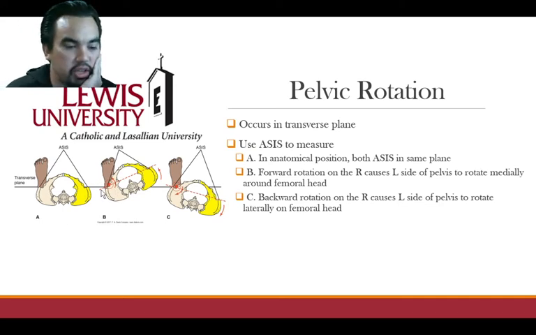So just once again, look here. You see how as this right side moves forward because it pivots along that femoral head, it moves this way, thus moving medially around that femoral head. And then as it moves back, it's moving laterally around the femoral head.